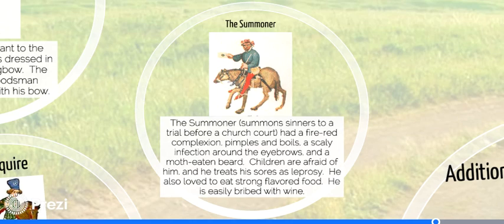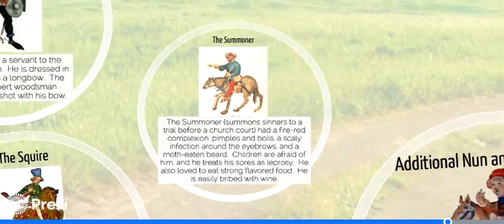Then you have the summoner. He's described as being ugly and scary looking. He's the person who gets people who are deemed to be sinners, and he brings them to church to go on trial. He has a fire red complexion, meaning just a bright red face. He has pimples and boils. He's got dry skin. It's scaly around his eyebrows. It says he has a moth-eaten beard. It's very well, not well kept up. Children are afraid of him. He kind of has sores that he treats like leprosy. But he loves strong-flavored food, and he's easily bribed. It's like he's ugly on the outside, and that should match the inside because he's corrupt.